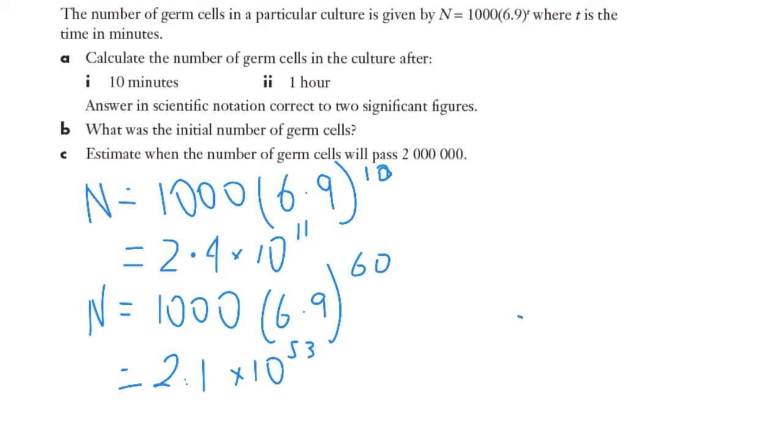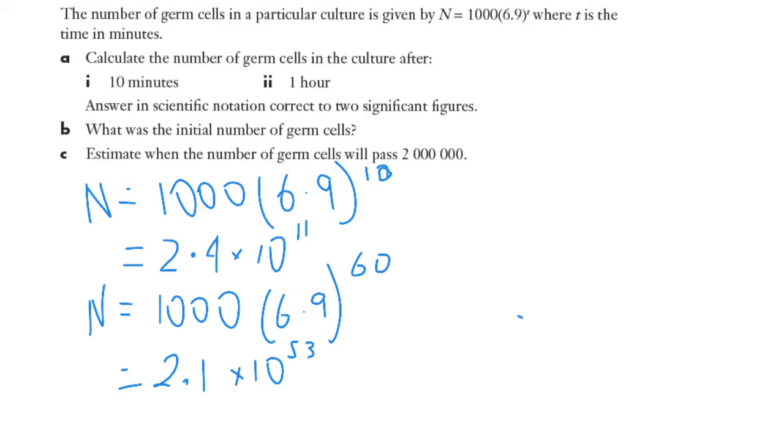So our first answer there is we've got somewhere in the vicinity of 10 to the 11, which is a little bit more than a billion, getting close to a trillion bacteria or germs. This time, with our second example, we've got 10 to the power of 53, which is something like a trillion. I can't even count that high.